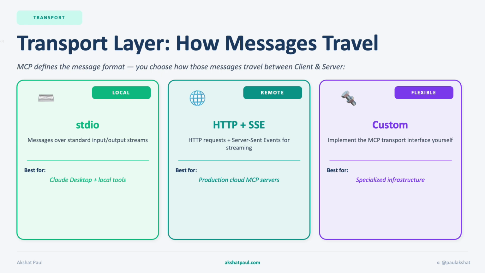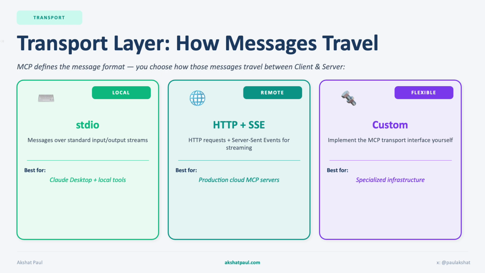This is for remote servers. The client sends requests over standard HTTP POST requests, and the server streams responses back using server sent events. This is what you use when your MCP server is deployed in the cloud, on Vercel, on AWS Lambda, wherever. HTTP transport makes your server accessible from anywhere on the network.